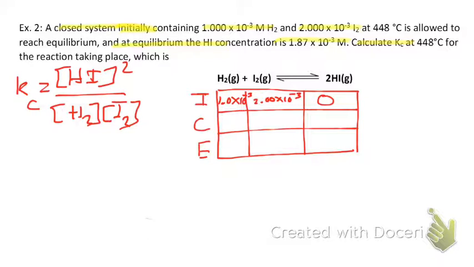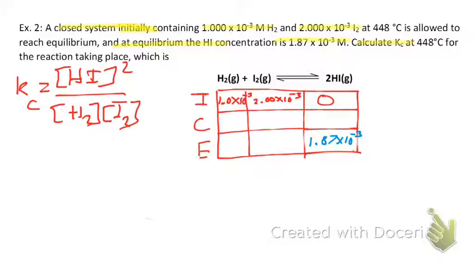All right, now the change in concentration. We don't know exactly, and we don't know what the equilibrium concentrations are, except for we do know the HI because it was given to us. You know what I'm going to do? I'm going to use a different color to represent our equilibrium concentrations. All right, so you can kind of see what we're doing here. So 1.87 times 10 to the minus third is our equilibrium concentration for our product.